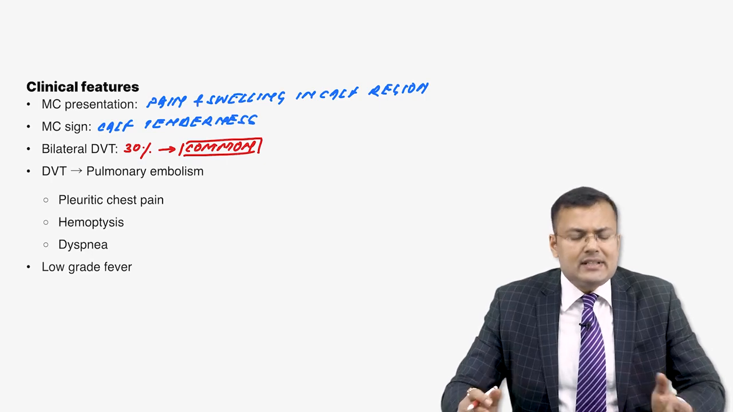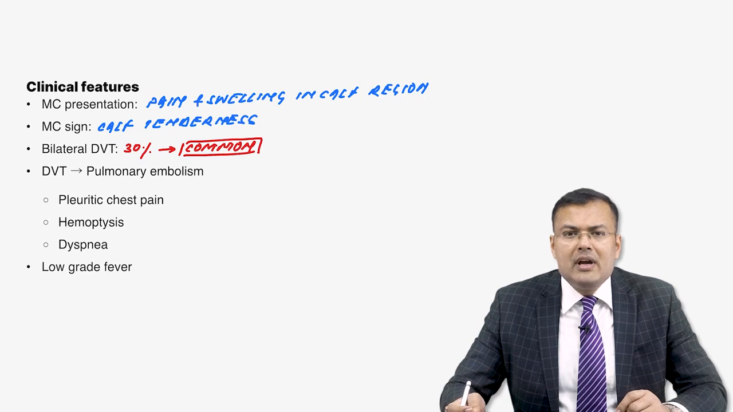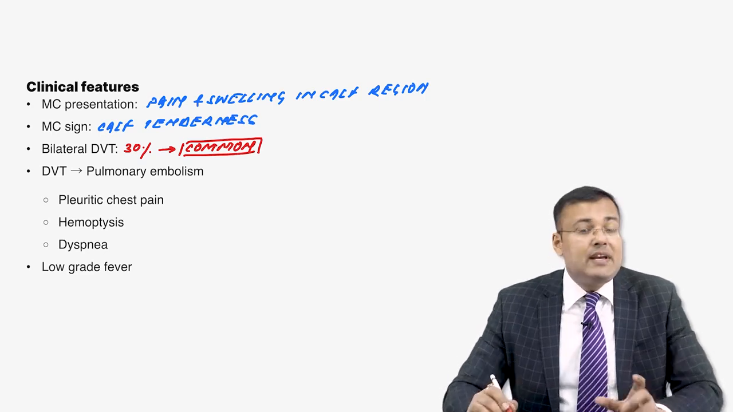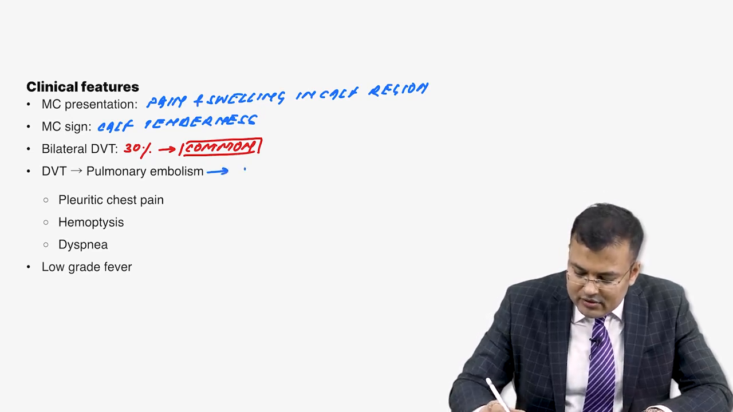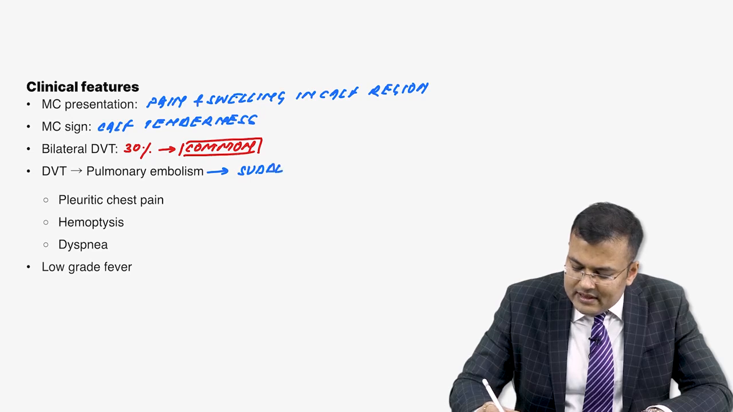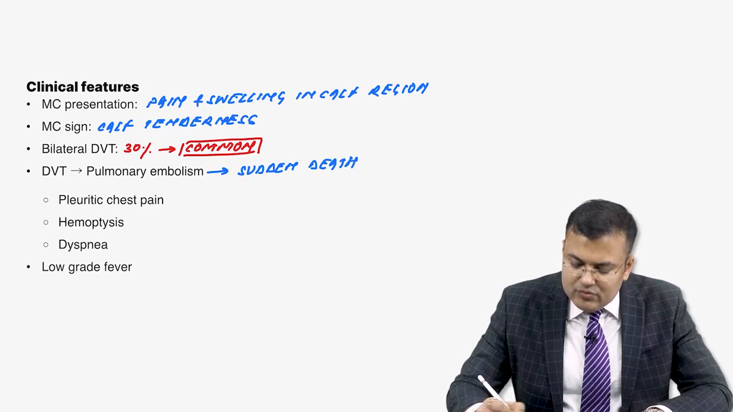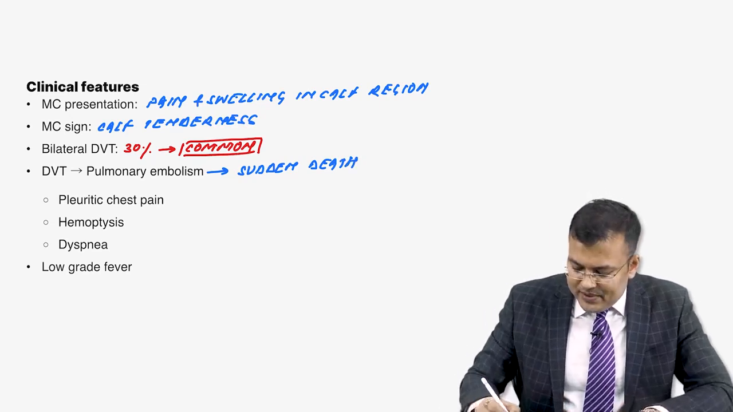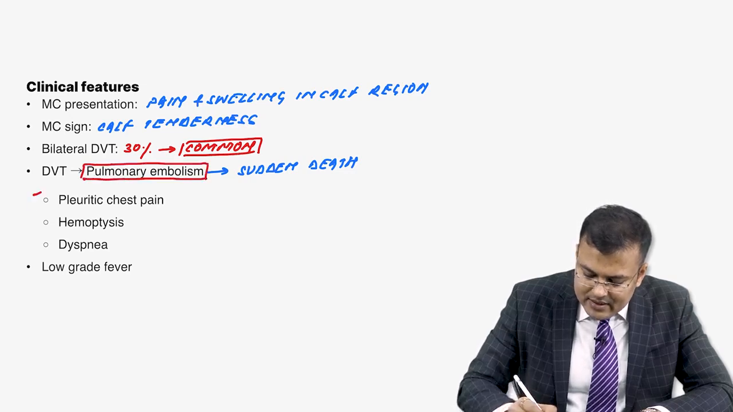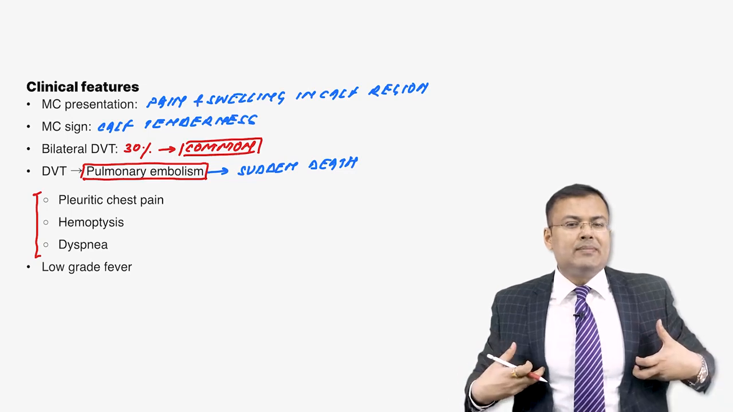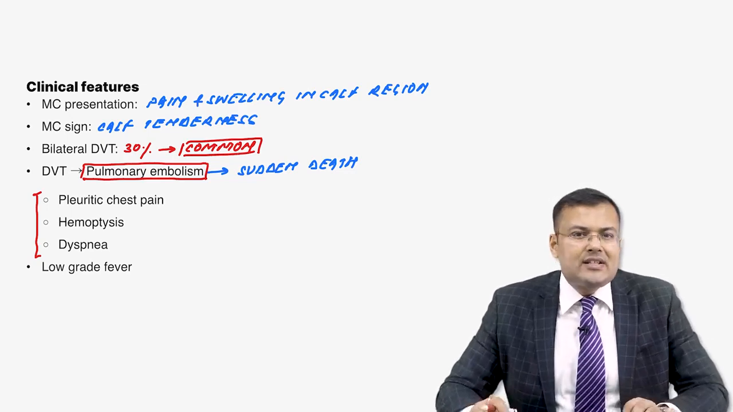What is the problem? We discussed that whenever there is deep venous thrombosis, it can cause pulmonary embolism. And because of pulmonary embolism, if the embolus is large, it can cause sudden death. Otherwise, what are the other manifestations? If the patient is having pulmonary embolism, see the manifestations. Yes, the patient can have pleuritic chest pain, hemoptysis, and dyspnea.